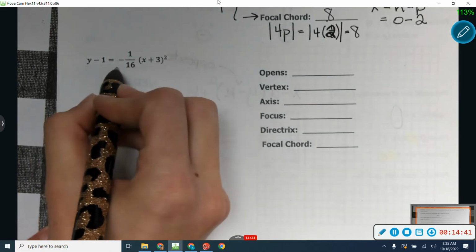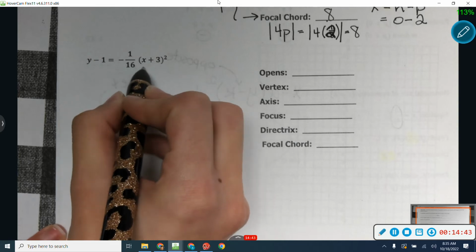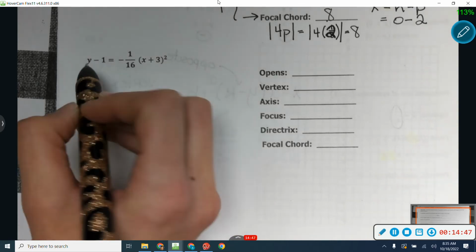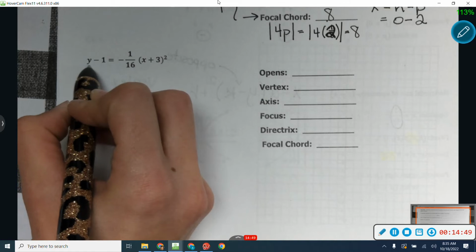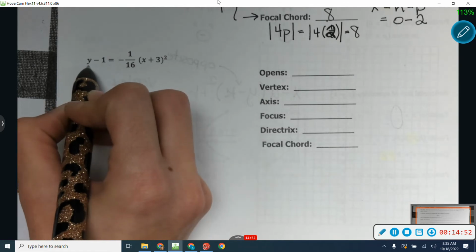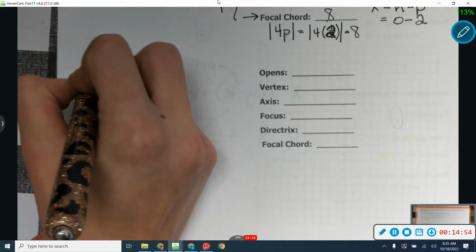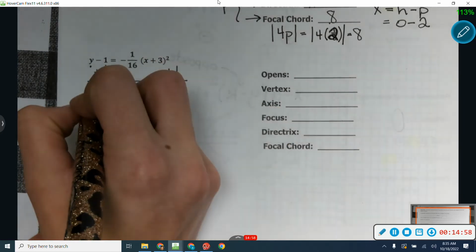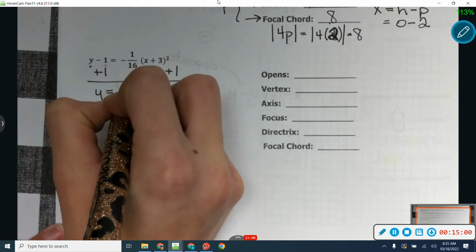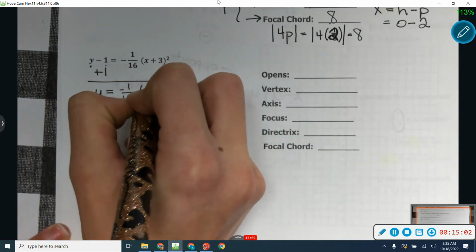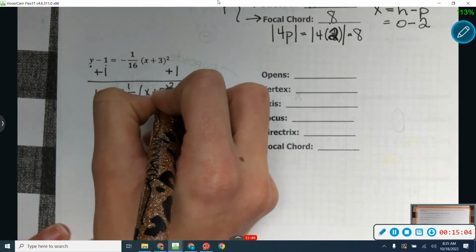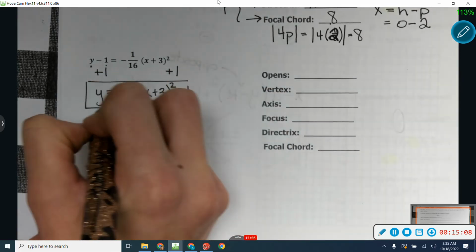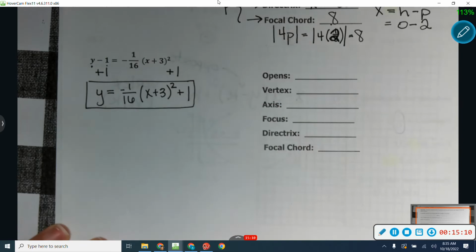y minus 1 is equal to negative 1 over 16 times x plus 3 squared. Is that in standard form? No, I don't have y by itself. So what would I need to get rid of to get y by itself? Alright, so we're going to add 1, and you're going to tack that on at the end. So that's going to give me y is equal to negative 1 over 16 times x plus 3 squared plus 1. Alright, that's my new equation in standard form.